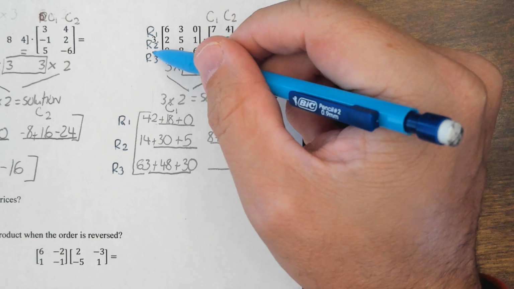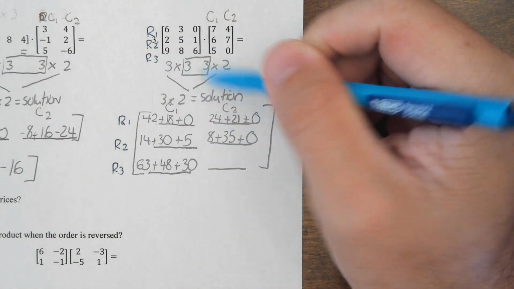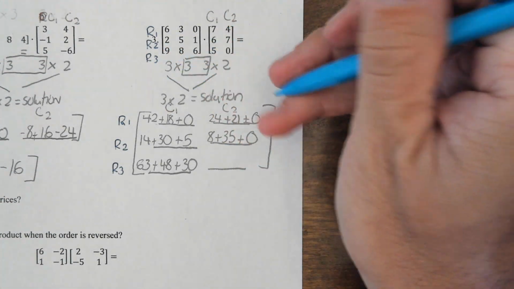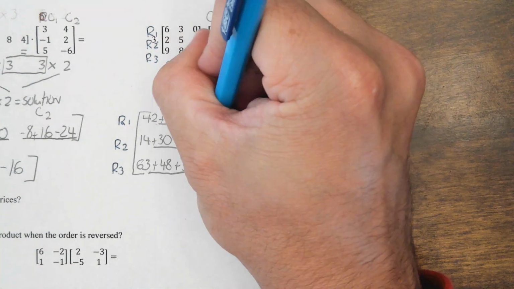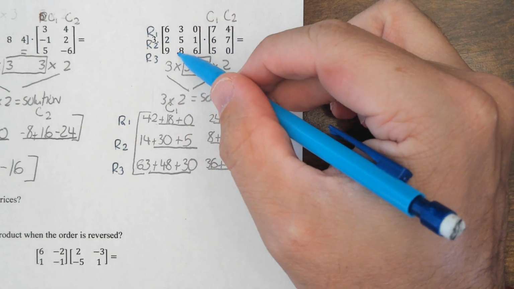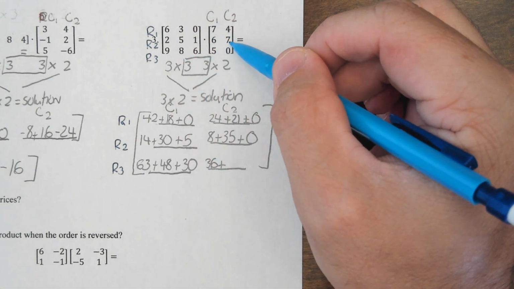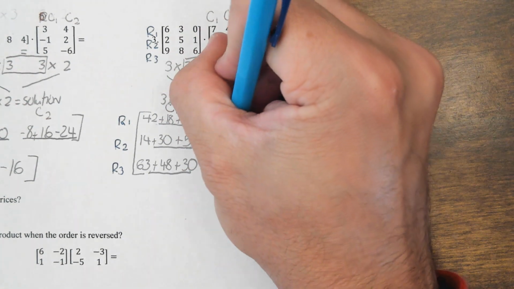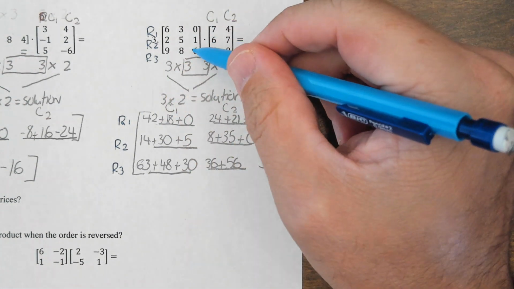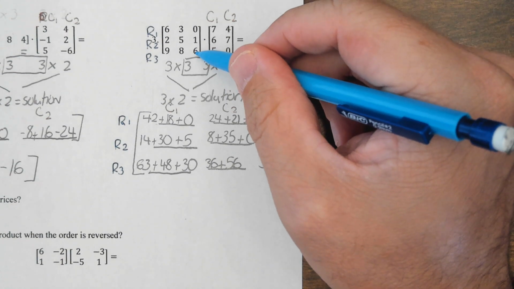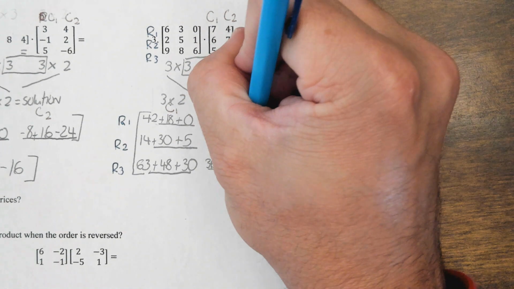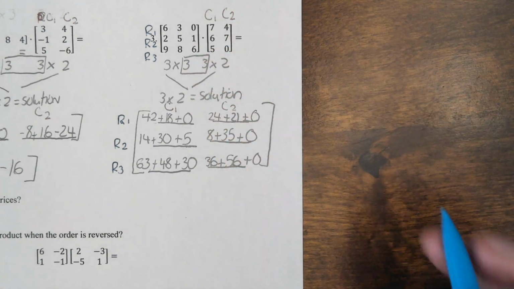Okay, row 3 now times column 2. So first element in row 3 times first element in column 2. So 9 times 4, 36. Second element in row 3 times second element in column 2. 8 times 7, which is 56. And then now the third element in row 3 times the third element in column 2. 6 times 0, which would just be plus 0.